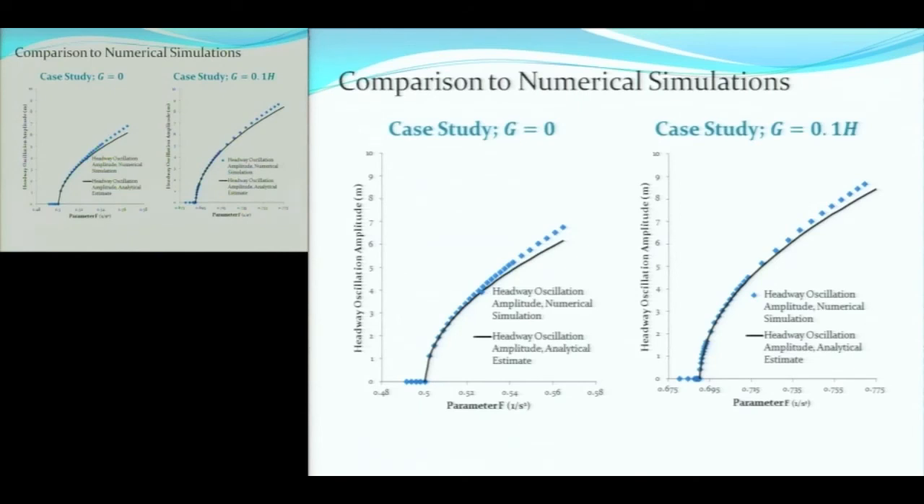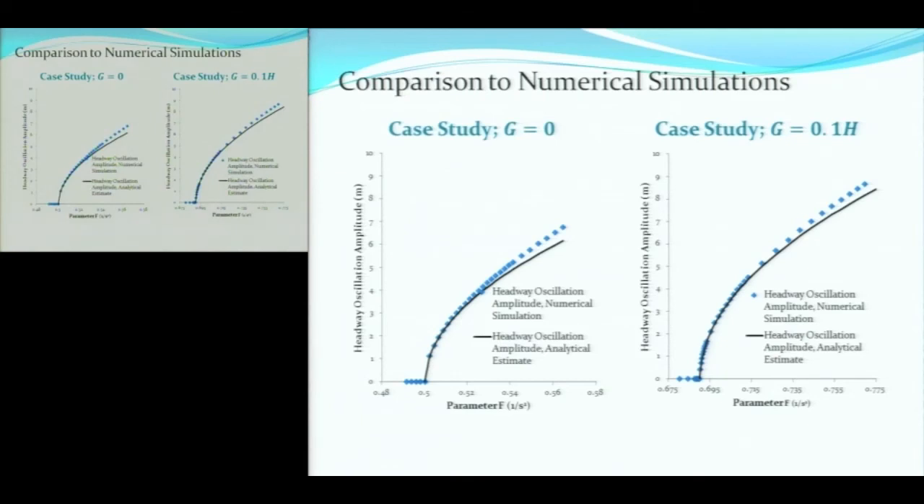So once we get this estimate, we of course have to compare it to something we do know. And for that, we used a computer simulation using a fourth-order Runge-Kutta code that we developed to get oscillations for a given parameter f in a system. We conducted 2 case studies in which the h parameter was set to 0.5 and the g parameter was set to 0, as well as the case where h was 0.5 and g was 0.05.